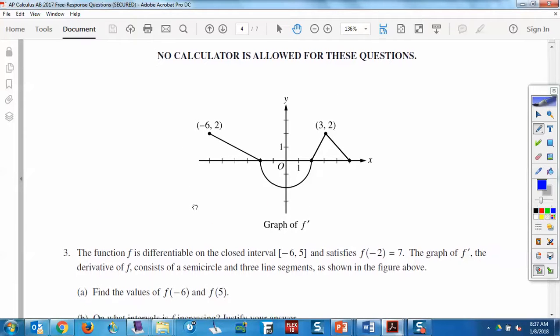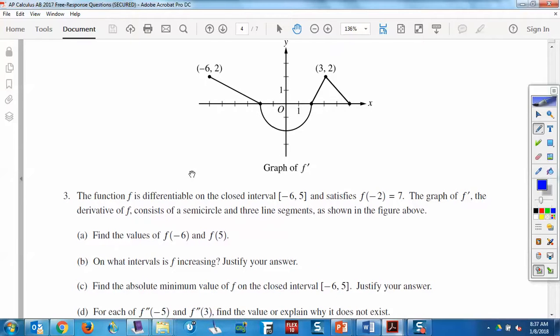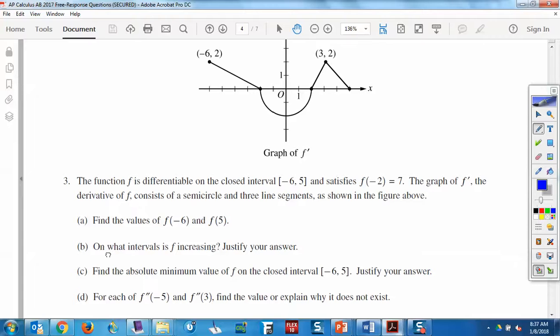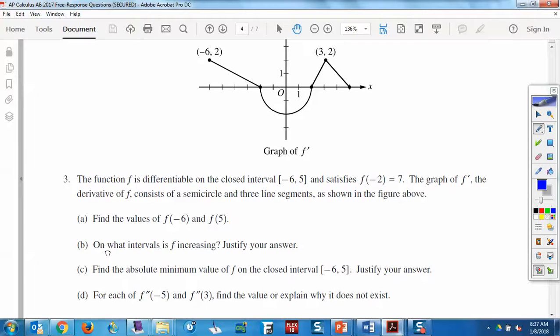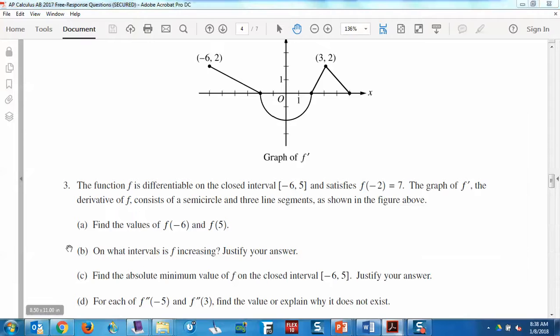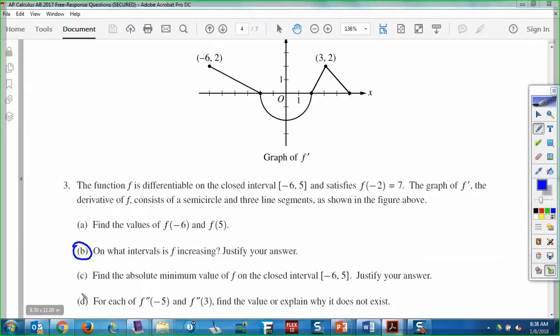No calculator is allowed here. Okay, so here is an equation. And notice it said this is a graph of f prime. Probably can't do A. We can do B. Probably not C, for right now; it would be a lot easier later. But D we can. So B and D, do those, and those will teach you.